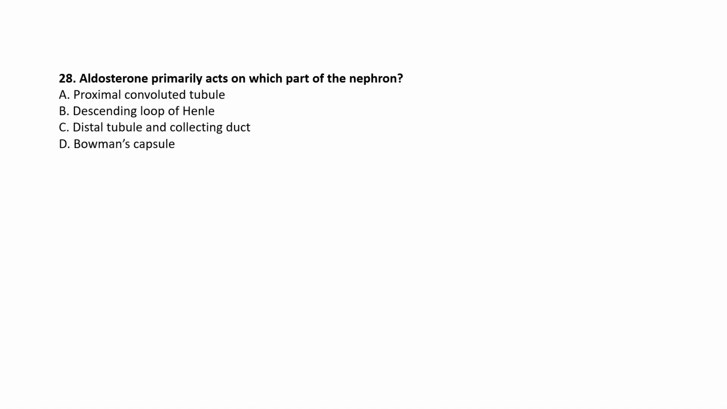So aldosterone primarily acts on which part of the nephron? So if you think about what aldosterone is telling the kidney to do, that would make it clear as to which part of the nephron it is acting upon. Again, always keep the goal in mind. Keep what is this system trying to achieve.